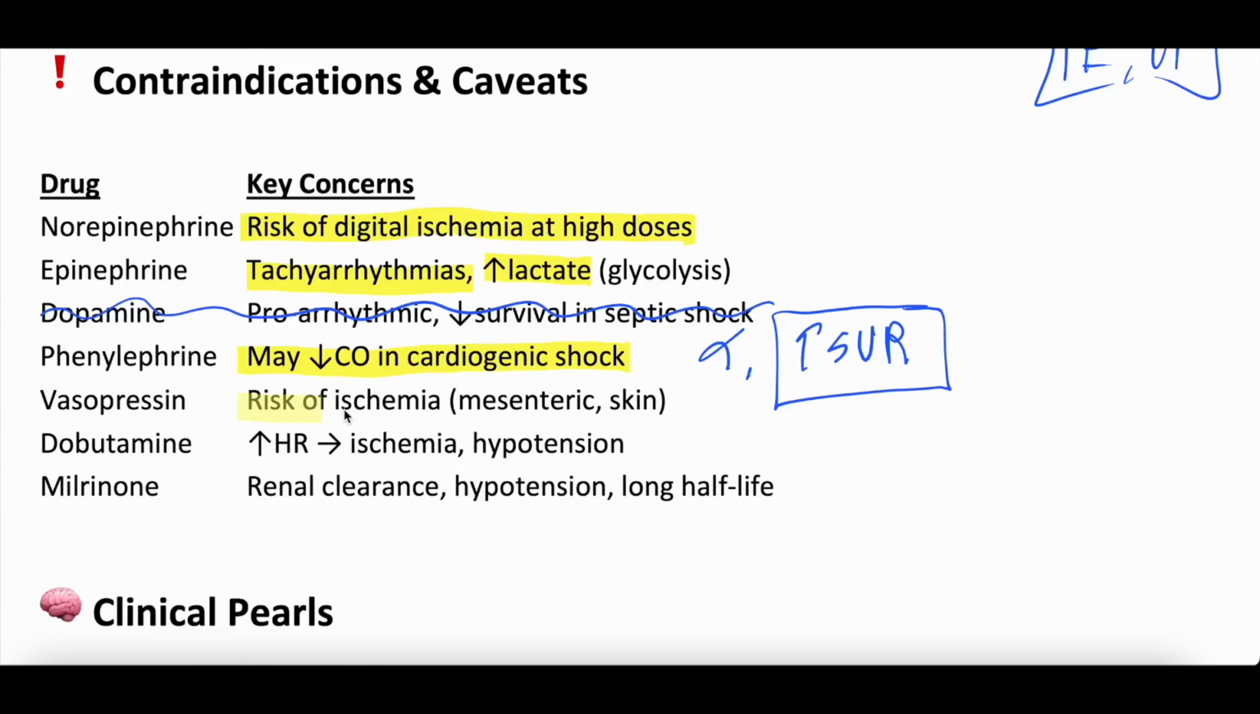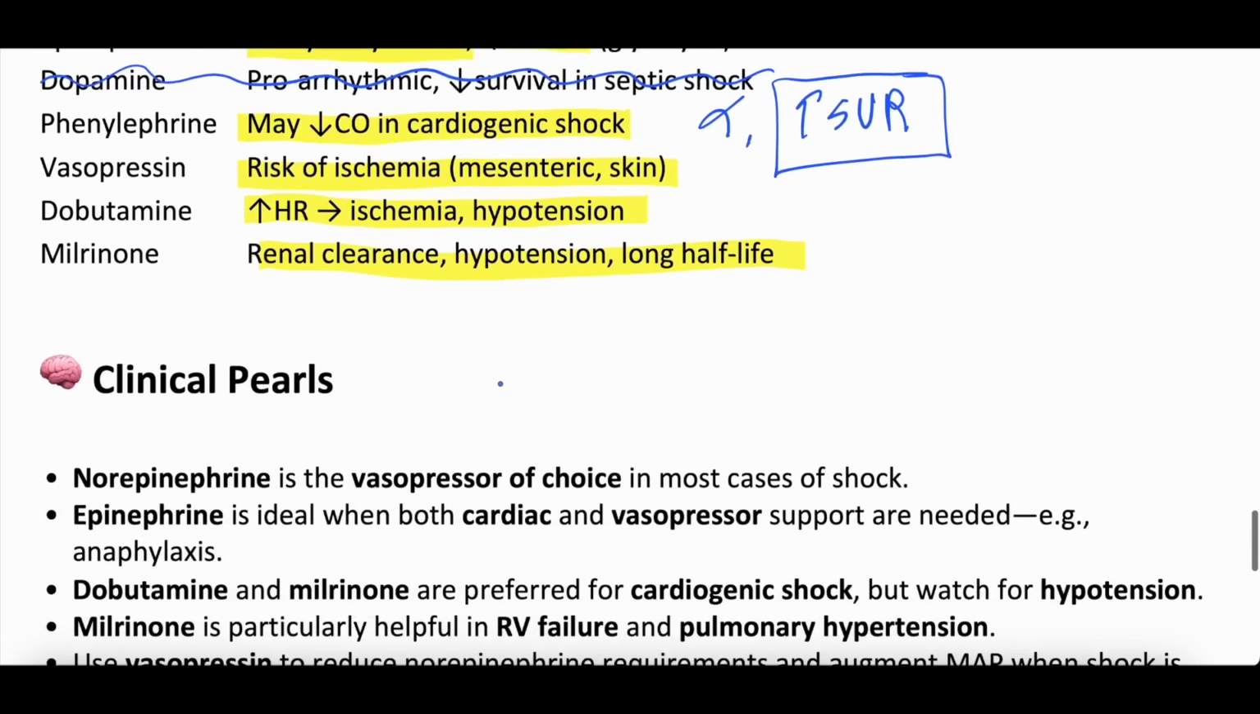Vasopressin can increase risk of ischemia, especially in the gut. Dobutamine can increase hypotension. Milrinone, renally excreted, long half-life, can also increase hypotension risk. So all of them have different contraindications and caveats.